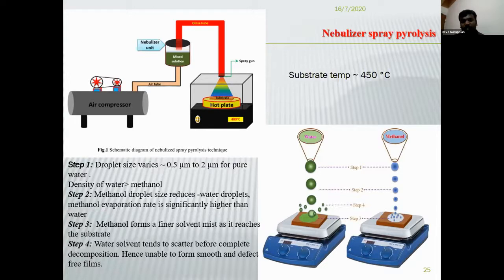But on the left side, the water solvent completes only one step. Some of the solvent tends to scatter before decomposition on the substrate, so it is unable to form a smooth and defect-free film, because some of the electrons can scatter through that evaporation of the scattered solvent. So compared to water, methanol can give good structural, optical, and electrical behavior.